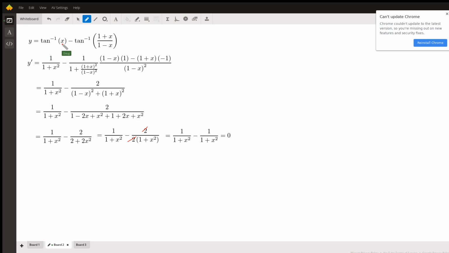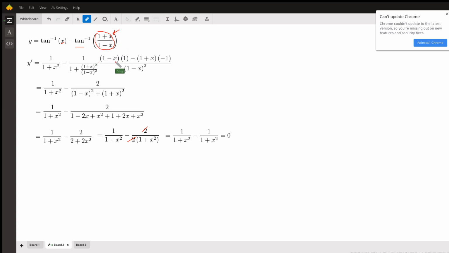If we just have an x in here, it's 1 over 1 plus x squared. And for the derivative of this term, we have to use chain rule, which requires the use of the quotient rule. So here I have 1 over 1 plus this thing squared times the derivative of the inside, which is this thing. And there I have to use the quotient rule.